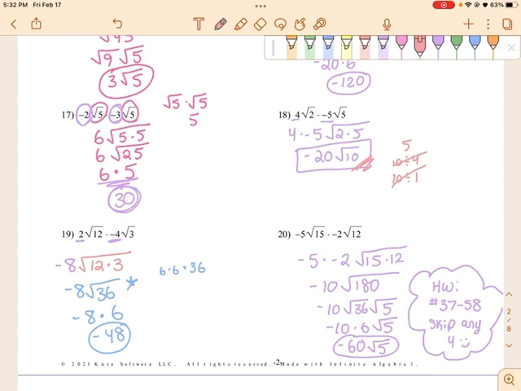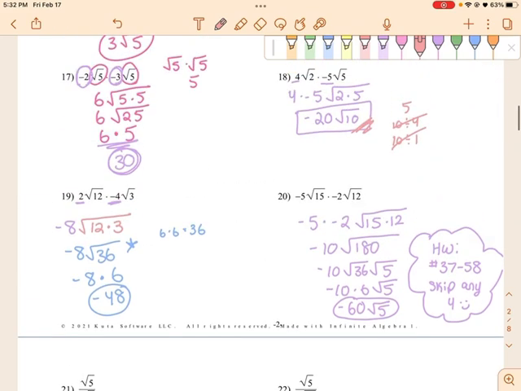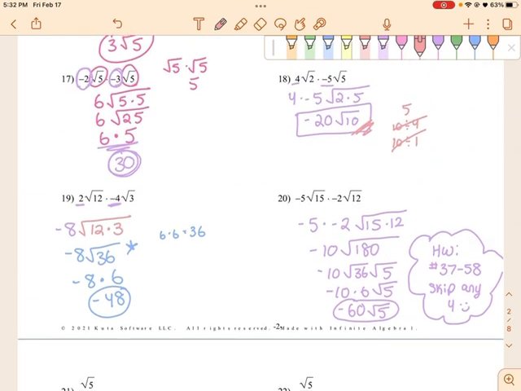Your homework for this section will be to just kind of skip through the next pages and find numbers 37 through 58. It's, I think, 22 problems, so you can skip any 4. So that way you're just going to do 18. So pick the ones that you want to skip and then do the rest. And if you want to do all of them, do all of them.